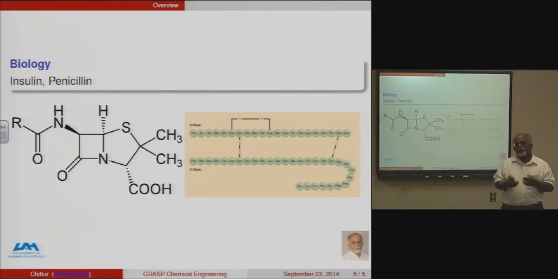So insulin is a product that is now made in large vats and factories and so forth. We'll take a look at what insulin is, what some of the functions of insulin are, and how it is actually made, and in particular, how critical chemical engineering is in order to make insulin.